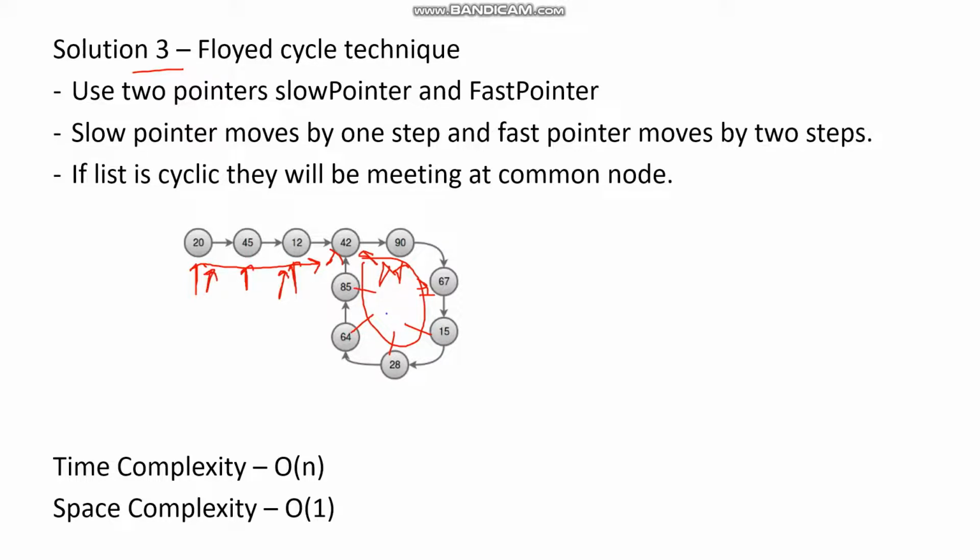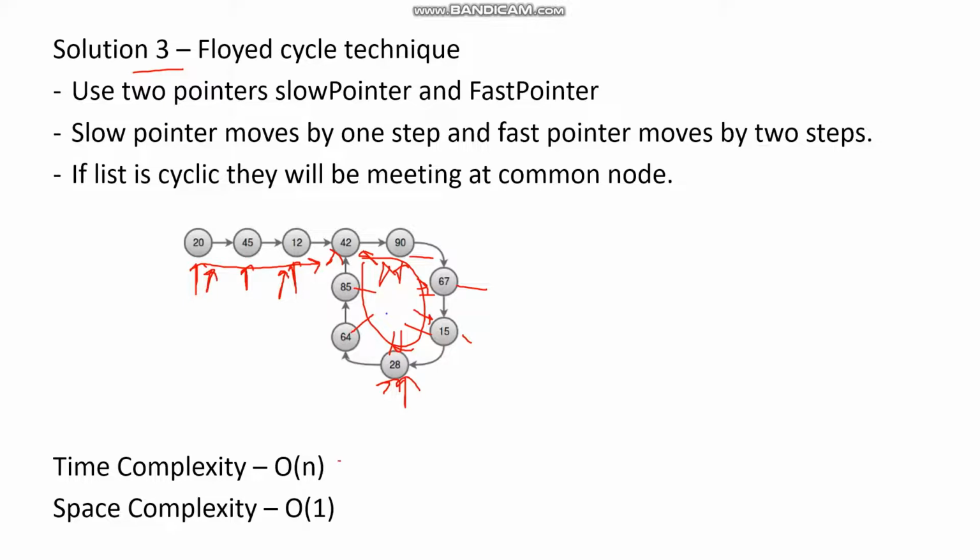Then again the slow pointer moves one step, the fast pointer moves 1 and 2 steps. Again the slow pointer moves 1 step and the fast pointer moves 1 and 2 steps. So here the fast pointer and slow pointer are meeting. So we found this is a cyclic linked list. If the pointers don't meet, then at one of the nodes we will find null at the end and we will terminate.